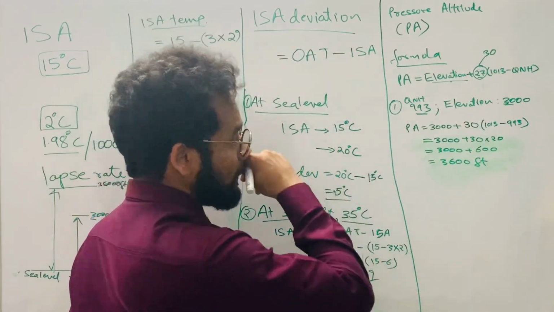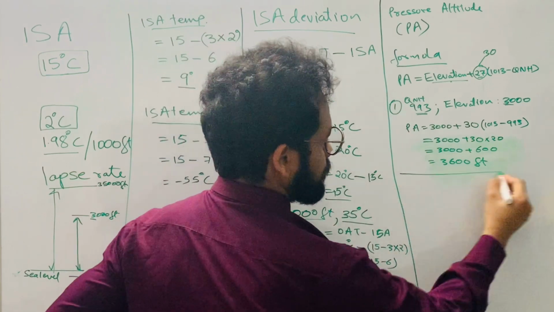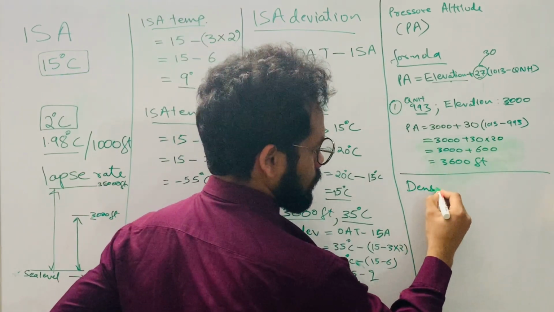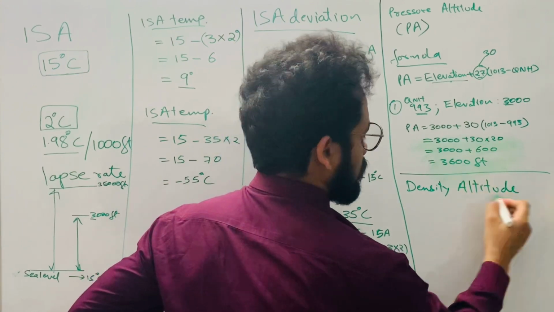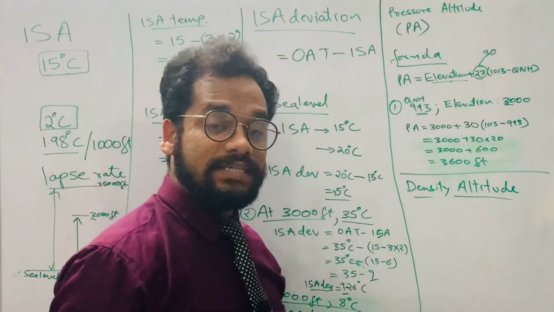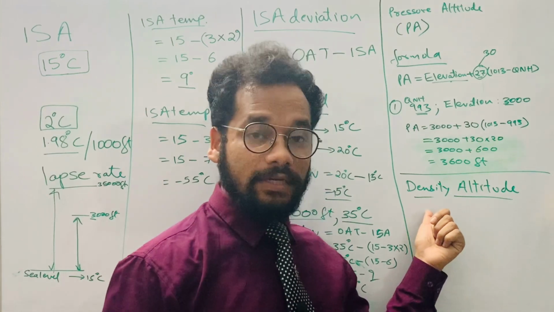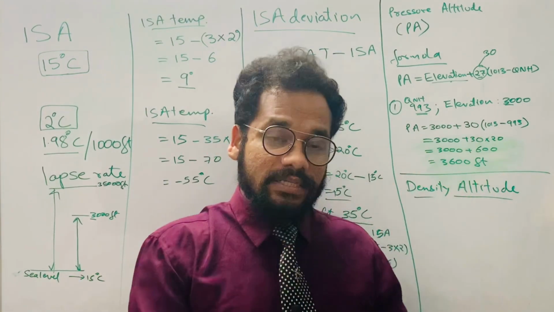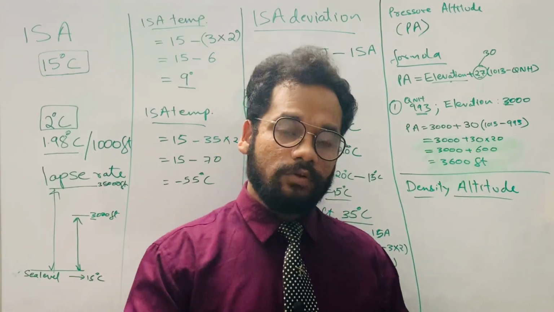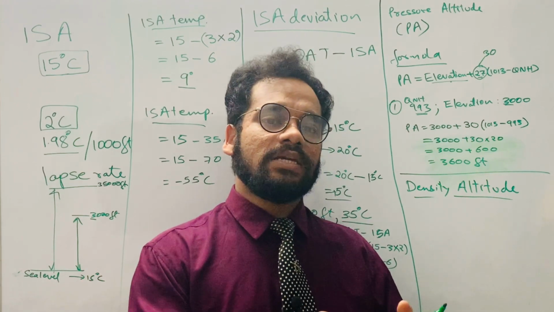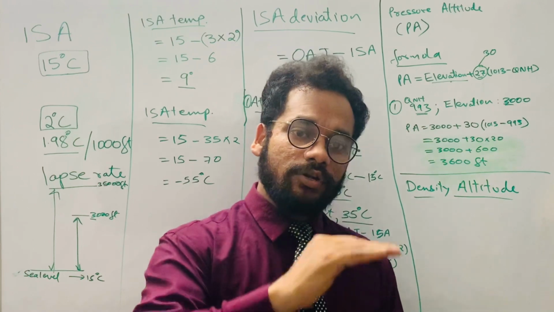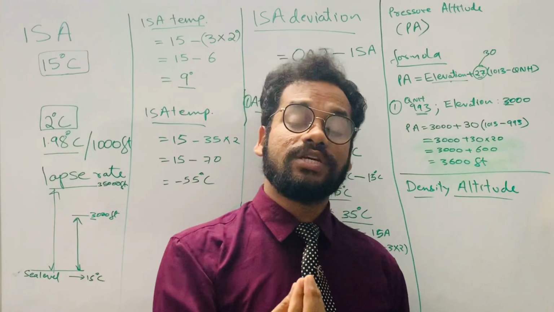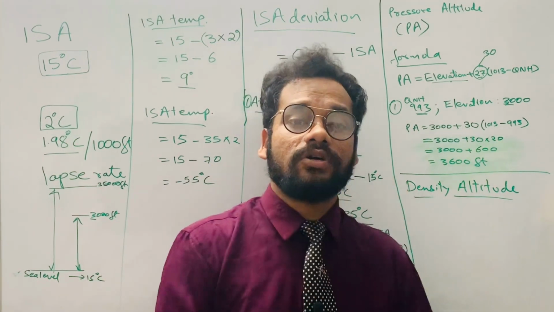Now let's talk about density altitude. What is density altitude? As the name says, density. Whatever the air density is, wherever the aircraft is operating, based on that density the aircraft performance is decided. We know that at different altitudes, the air density will change. It changes because of change in temperature or pressure.